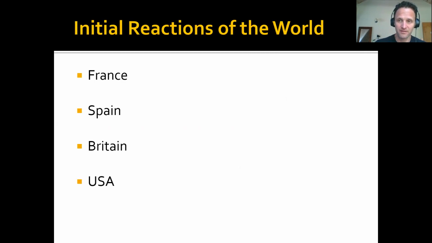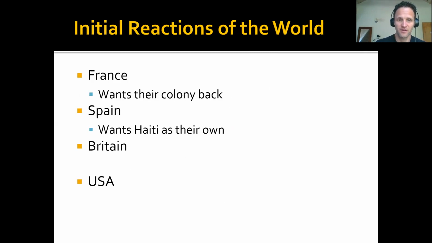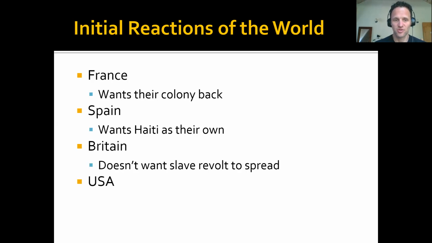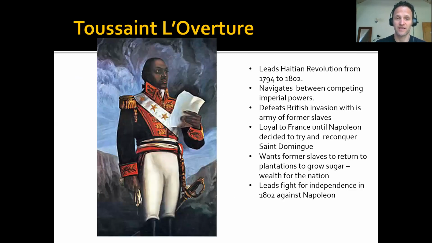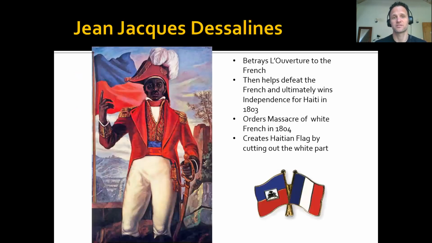The impact of the Haitian Revolution, however, is less powerful than it could have been because Haiti becomes isolated. France doesn't want to give it up. Spain wants to take Haiti as its own. Britain doesn't want a slave revolt to spread anywhere. The United States doesn't want slave revolts to spread anywhere either. So basically, the whole world teams up against Haiti to isolate it, to impoverish it, to not trade, to not enter into any kind of negotiation with the leaders of the Haitian Revolution. Those leaders are Toussaint Louverture and Jean-Jacques Dessalines.